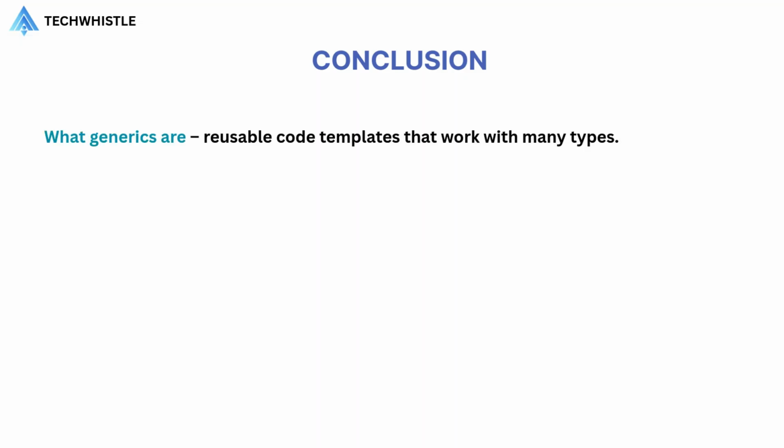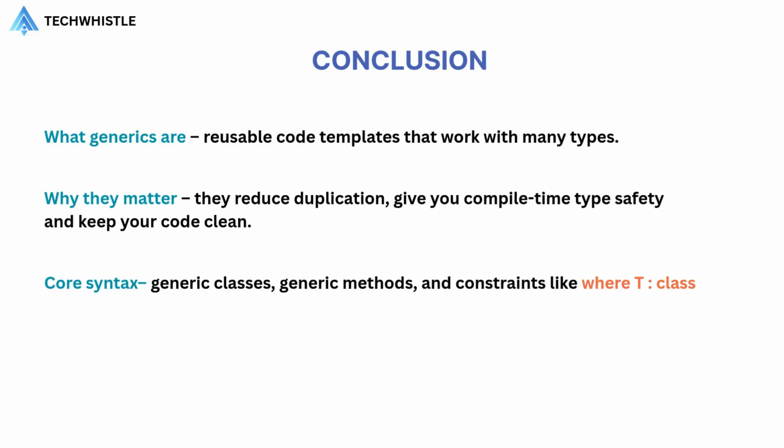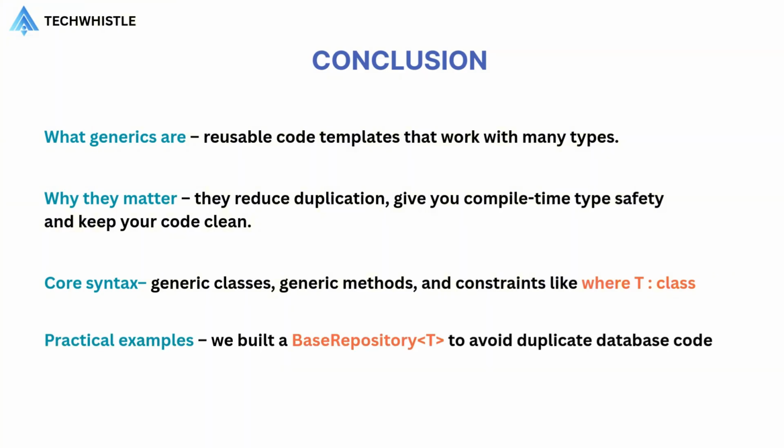All right, let's do a quick recap of what we covered today about generics in C#. 1. What generics are. Reusable code templates that work with many types. 2. Why they matter. They reduce duplication, give you compile-time type safety, and keep your code clean. 3. Core syntax. Generic classes, generic methods, and constraints like where T : class. 4. Practical examples. We built a Repository<T> to avoid duplicate database code, and a Result<T> wrapper for safer error handling.